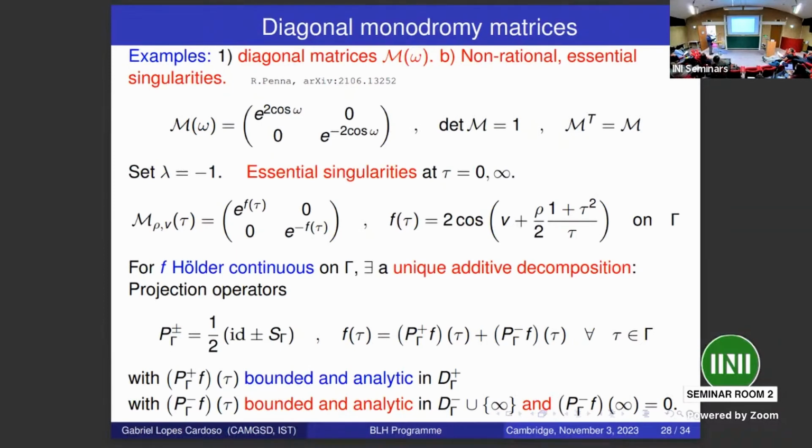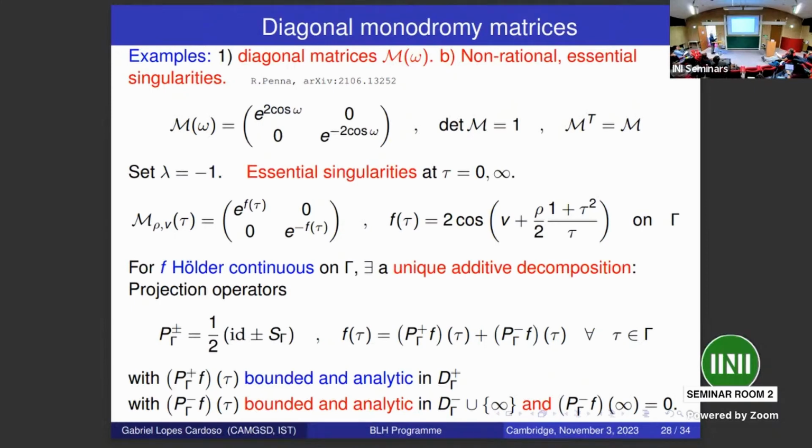Now, how do you factorize this? Well, there is a theorem well known in factorization theory, which says the following. Let's look at one diagonal entry, this one here. It's the exponential of this function f of tau. This function f of tau is continuous, and it's actually Hölder continuous on the contour gamma. Since it's Hölder continuous, it's known that it has a unique decomposition into 2 factors called P plus and P minus, where P plus and minus are projectors.